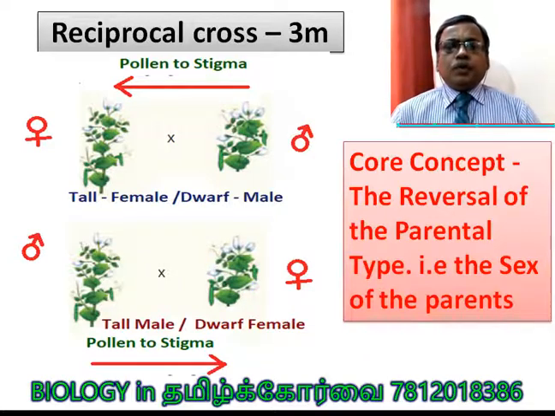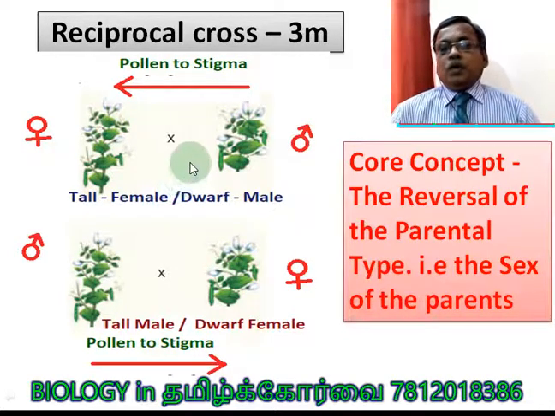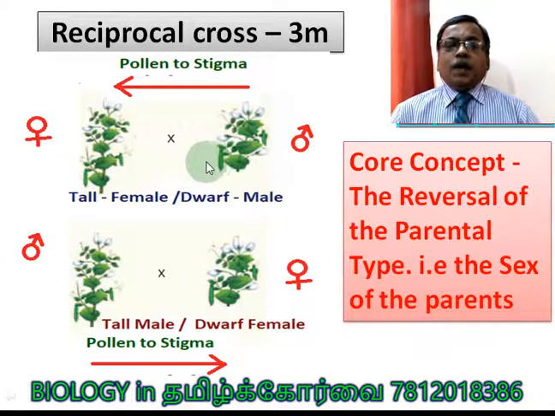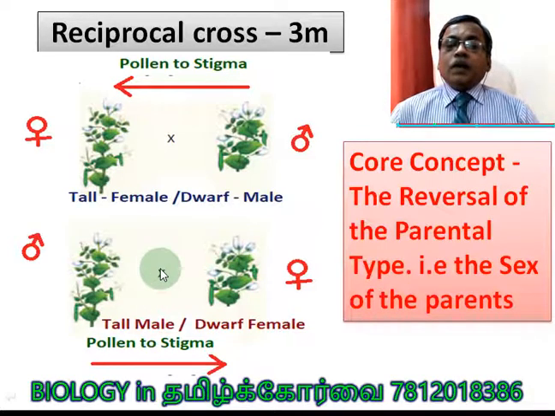What is it used for? You may ask the question. Now we are crossing the male dwarf with the female tall, and we are getting in the F1 generation all tall plants. Now the question arises: because we took the pollen grain from the dwarf plant and the female gamete from the tall plant, all the plants are tall. So in the second experiment, we are taking the pollen grain from the tall plant and putting it on the stigma of the dwarf plant. Now we are just reversing it. Now all the plants, once again, are tall plants.